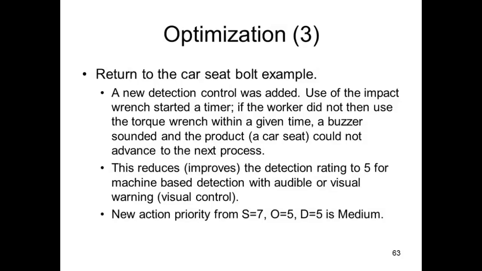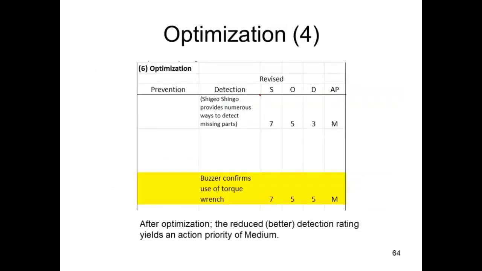This reduces the detection rating to 5 for machine-based detection with audible or visual warning. So we get a new action priority. Instead of high, it's now medium. And that's reflected in the FMEA spreadsheet. Detection, buzzer confirms use of torque wrench. We still have a severity of 7, occurrence of 5, but detection is reduced to 5. And from that, we get an action priority of medium.